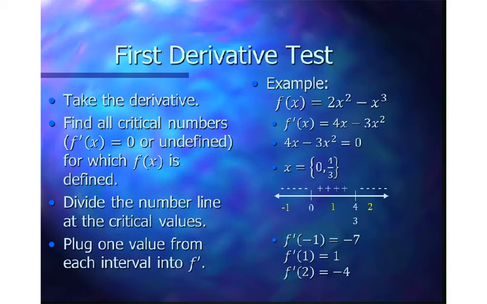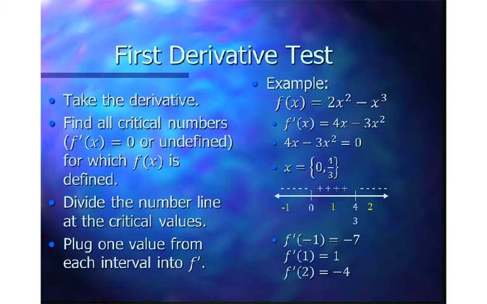So you will remember from the last section that relative maximum and minimum have to occur at a critical point, at a critical number. So we start by taking the derivative. This time we're going to find all the critical numbers, but we really only care about critical numbers where the original function is defined. If the original function is not defined, if it's not continuous at that point, then remember it can't be a relative maximum or minimum.